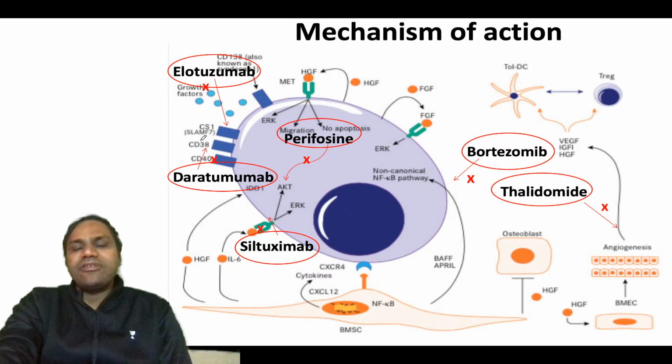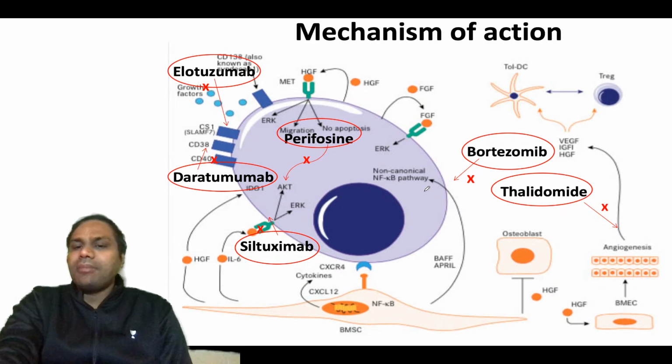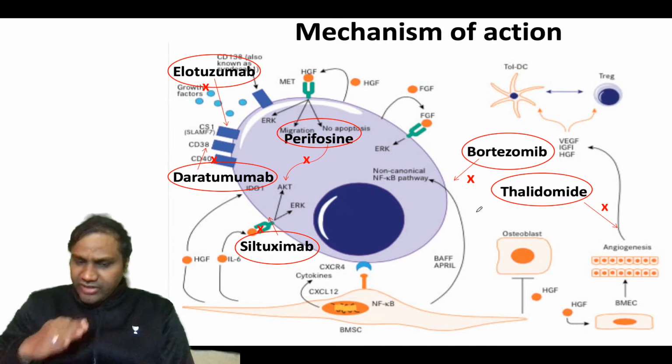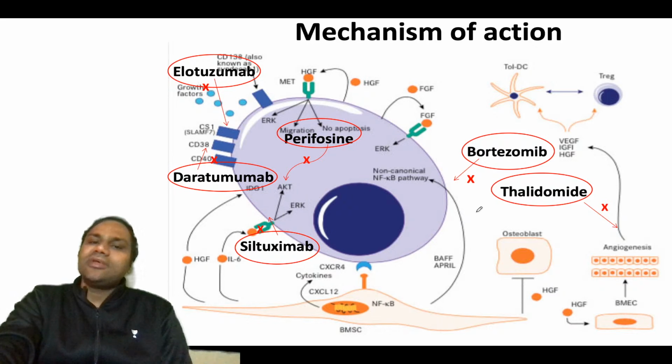that is, SLAMF7 receptors, or they basically inhibit the CD138 receptors. Okay, CD138 receptors. And bortezomib will inhibit the NF-kappa B pathway. Thalidomide will inhibit the angiogenesis pathway, so the tumor's angiogenesis is defective, and hence the tumor can't get blood supply. So this is the mechanism of the different types of drugs used in multiple myeloma.